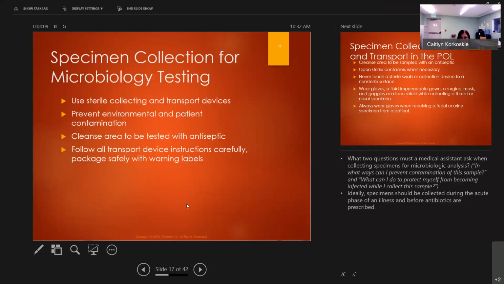Is it something that has to be at room temperature, or does it need to be refrigerated? How soon does this need to be tested? Once the patient does the stool sample, how soon do they need to bring it back to the lab in order for it to still be a good sample?